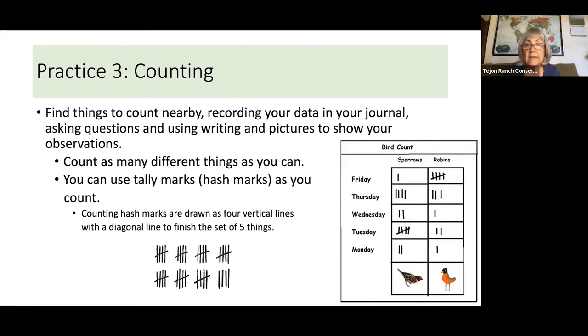Count as many things as you possibly can. Use tally marks when you can. And remember that with a tally mark, it is 4 vertical lines and 1 diagonal line, which equals 5. So in this very simple example, this is a bird count over a period of several days and how many of each type they saw each time they went out to count.